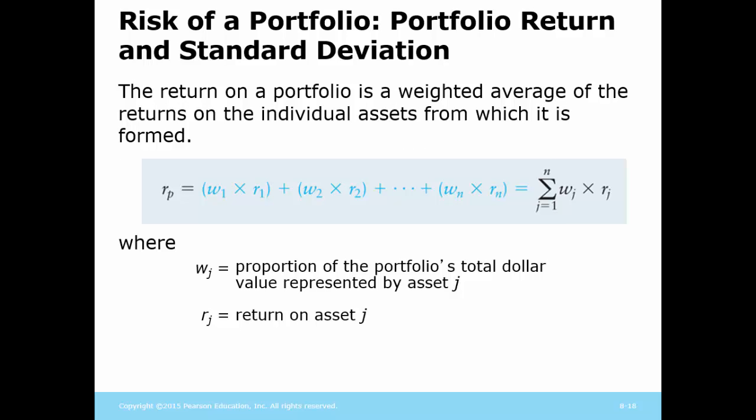So how do you find the return on a portfolio? The formula is a weighted average. So the W here talks about the proportion. How much money do you have invested in each asset? But it's put in there as a proportion of your total portfolio's value. R, of course, is the expected rate of return on the asset itself.